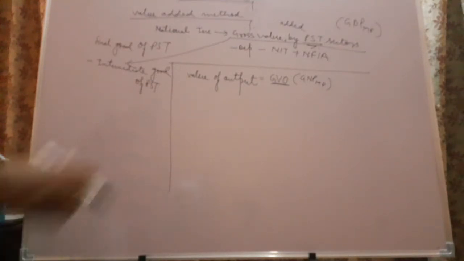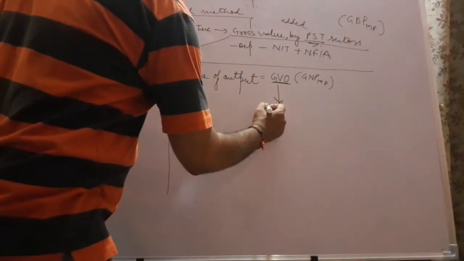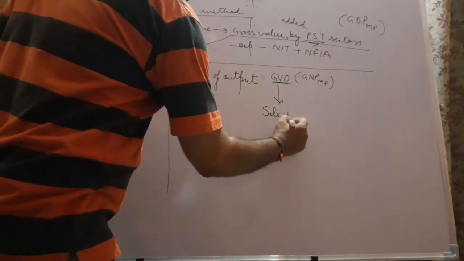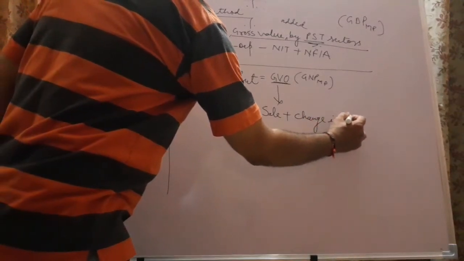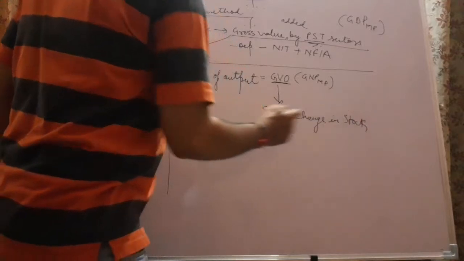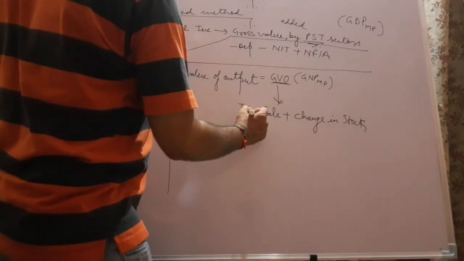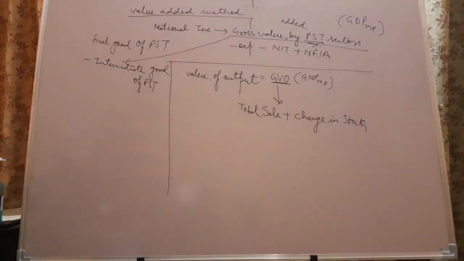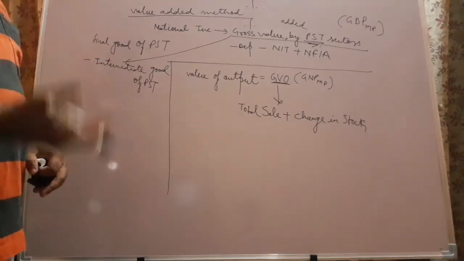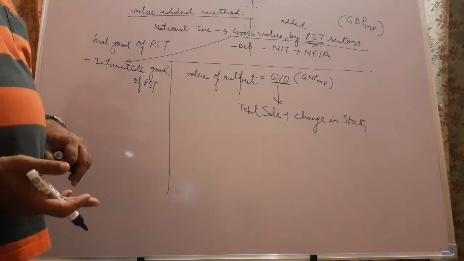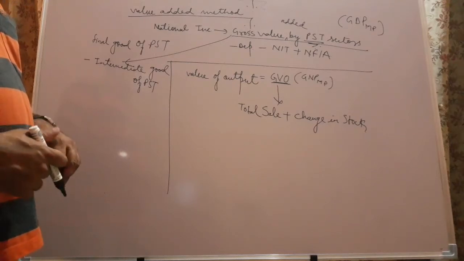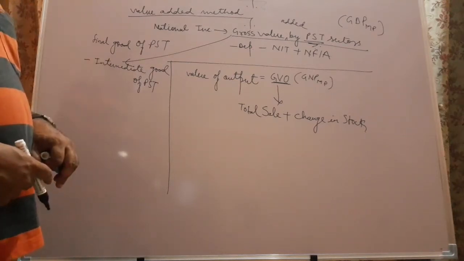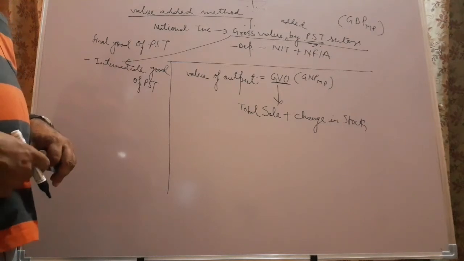And how is it calculated? It is total sale plus change in stock. Why is change in stock there? Because total sale means overall what product we have sold, plus what remains with us. That is change in stock. So the total sale plus change in stock will become GVO.